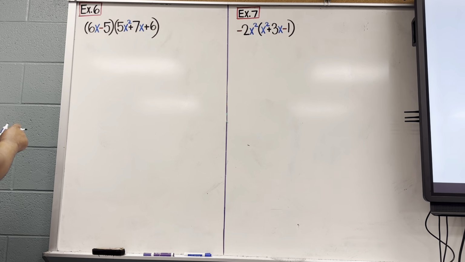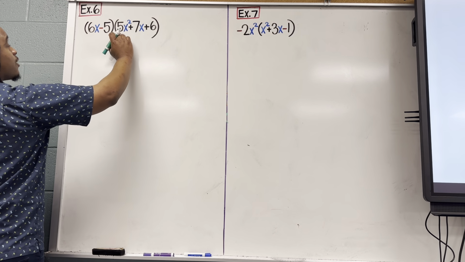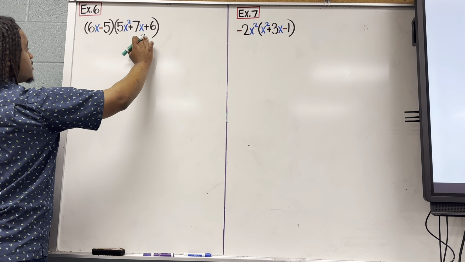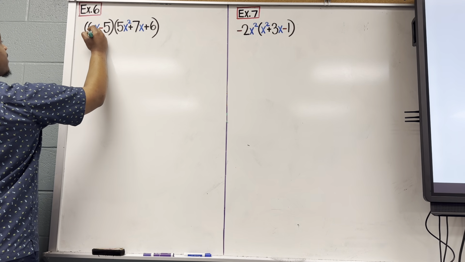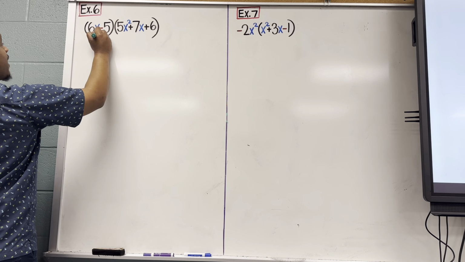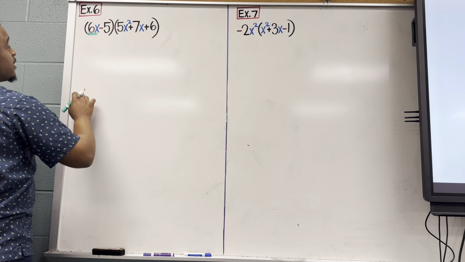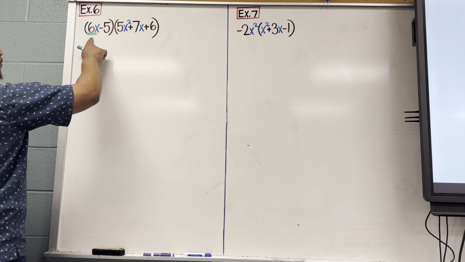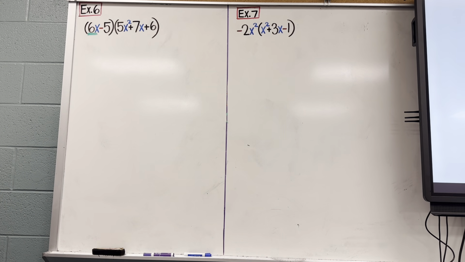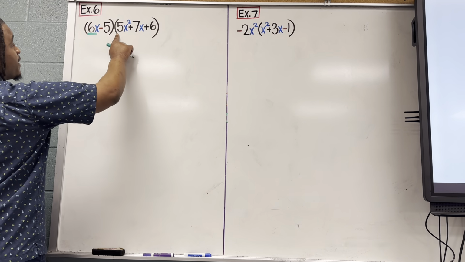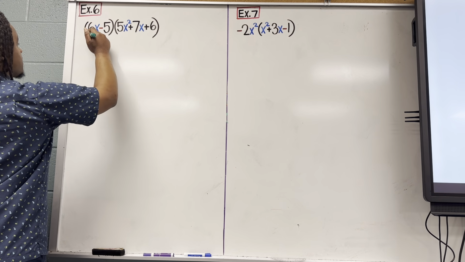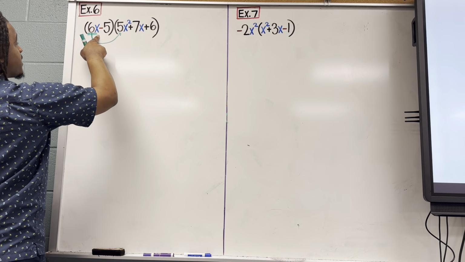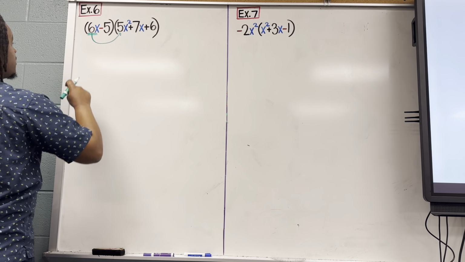So first, guys, I'm gonna multiply the whole expression within the second parentheses by the first value of the first parentheses. And then once I do that, I'm going to multiply by the second value within the first parentheses, okay? So first, we're going to multiply everything within this parentheses by 6x, okay? So now I'm going to do 6x times 5x squared.